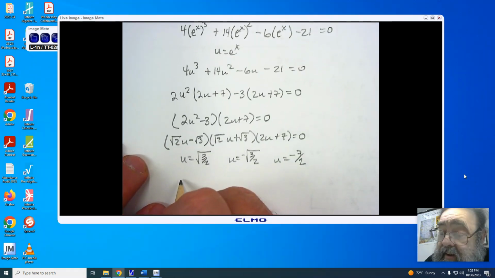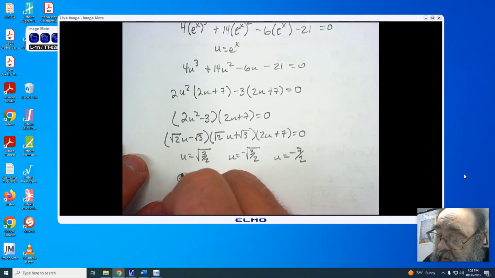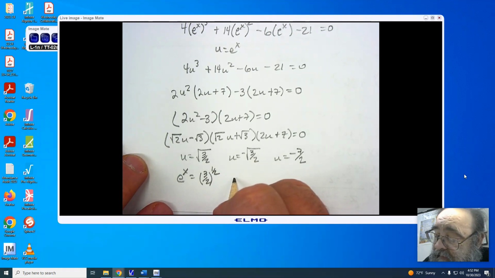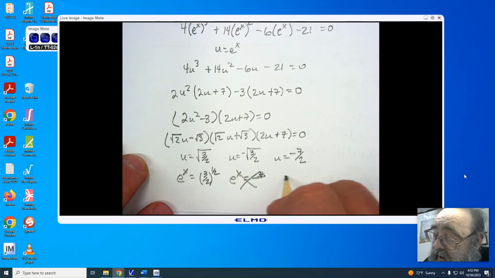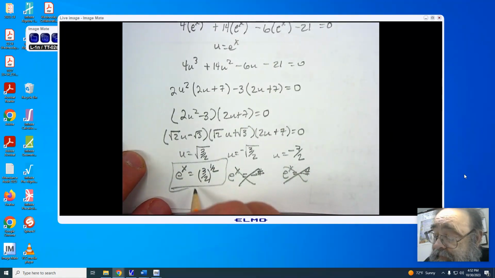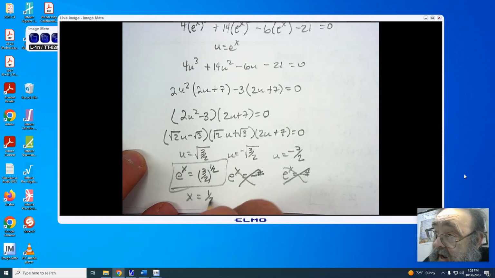But this is still e^x, and I'm looking at (3/2)^(1/2). I have e^x equaling a negative number, which is not possible in either case. So I'm only working with this one where I exponentiate. I know I have my natural log, so this is x = 1/2 the natural log of 3/2. And this is my solution.